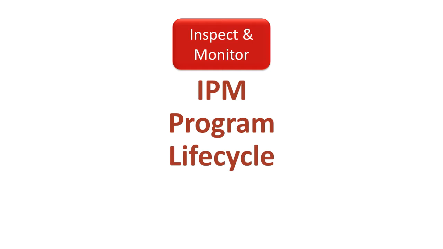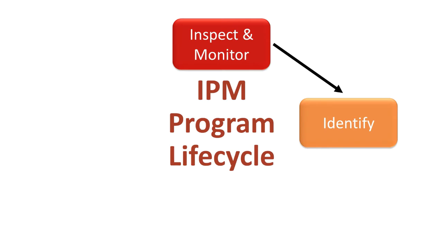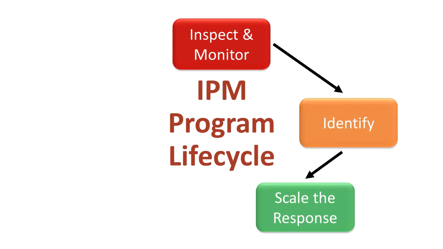Number 1, inspect and monitor. First, we inspect to determine if we have pests. Number 2, identification. We want to be sure we know what the pest is so we know the best way to combat it. Number 3, scale the response to the level of infestation.